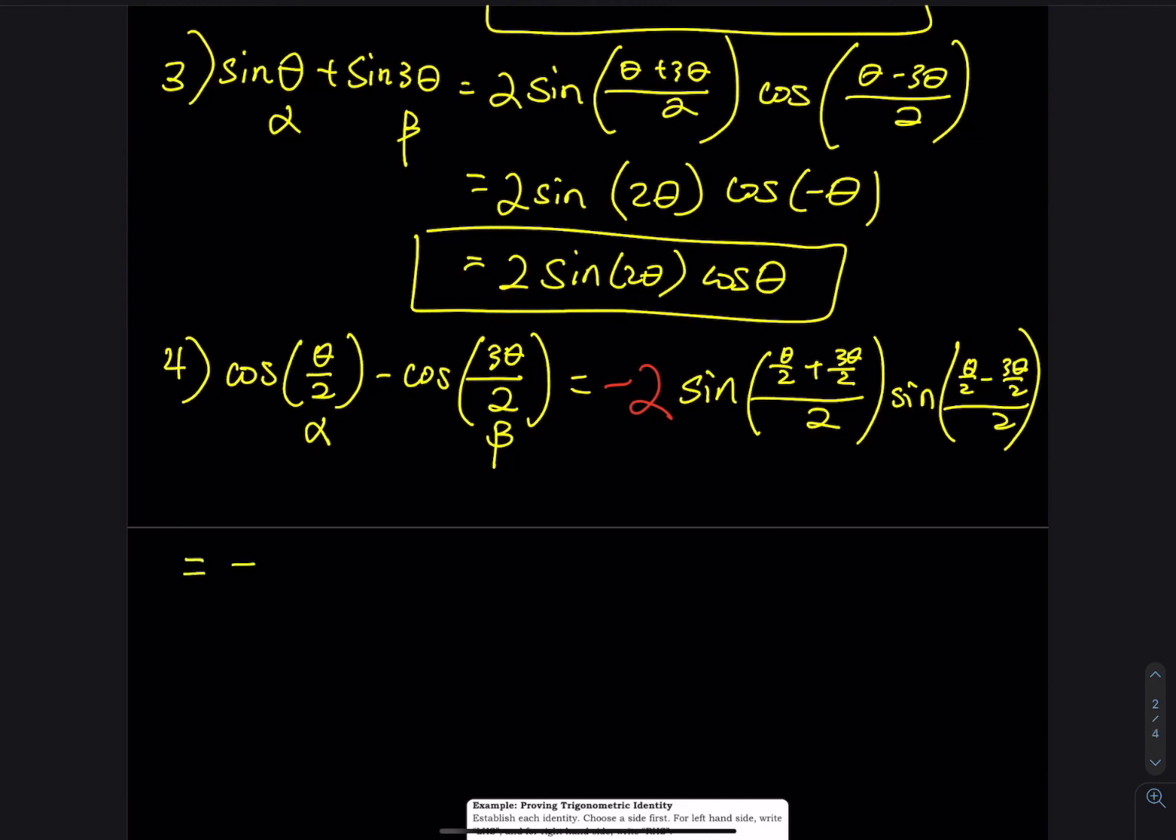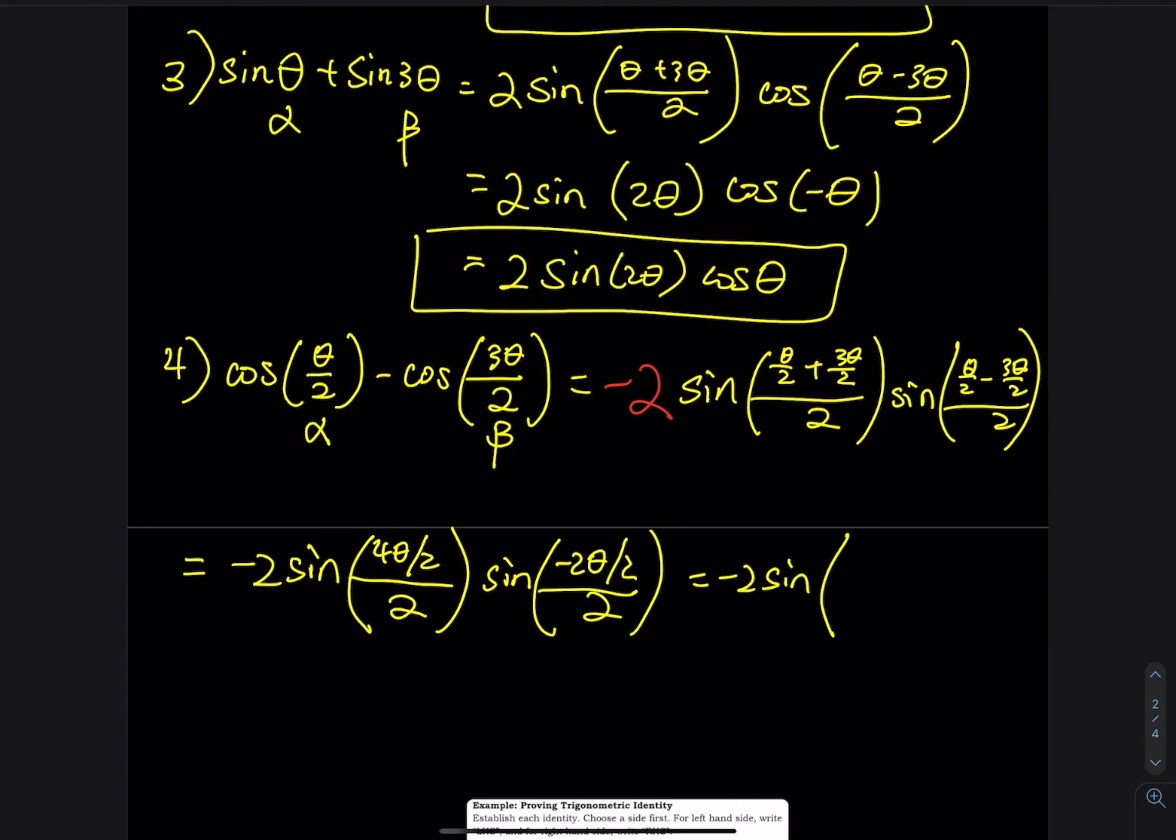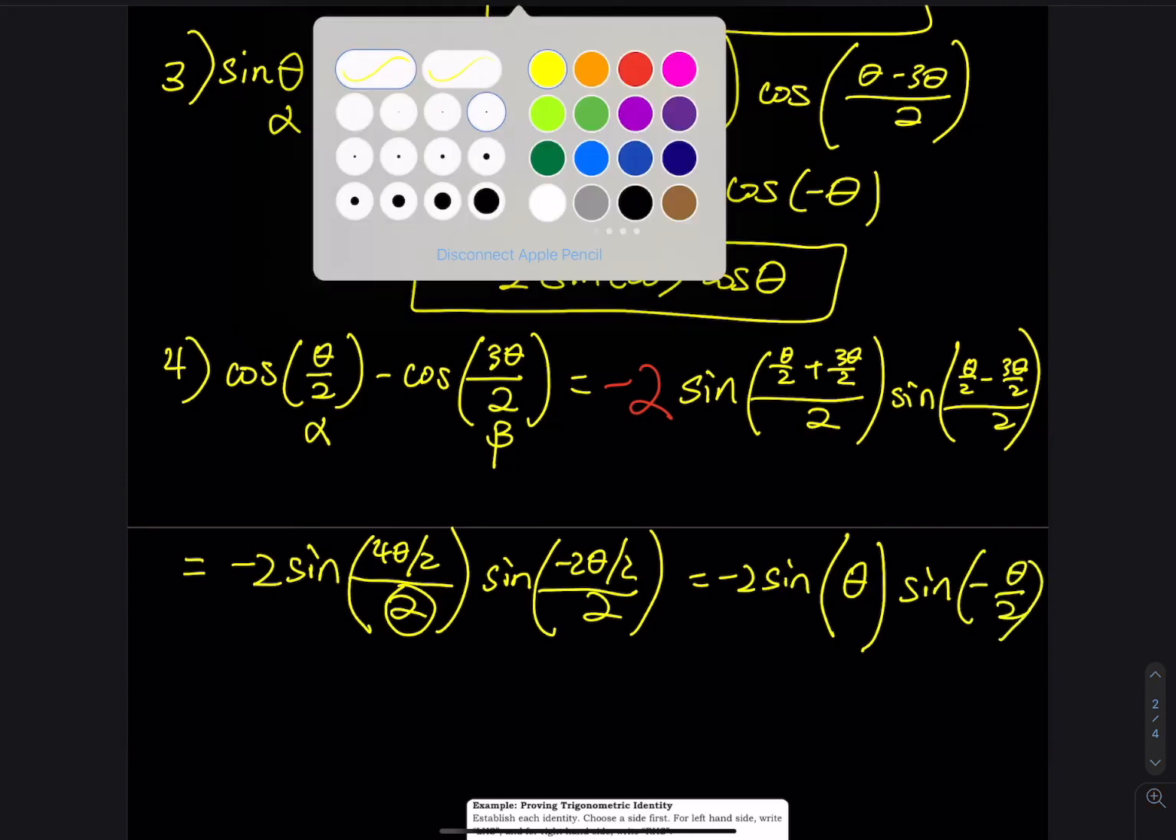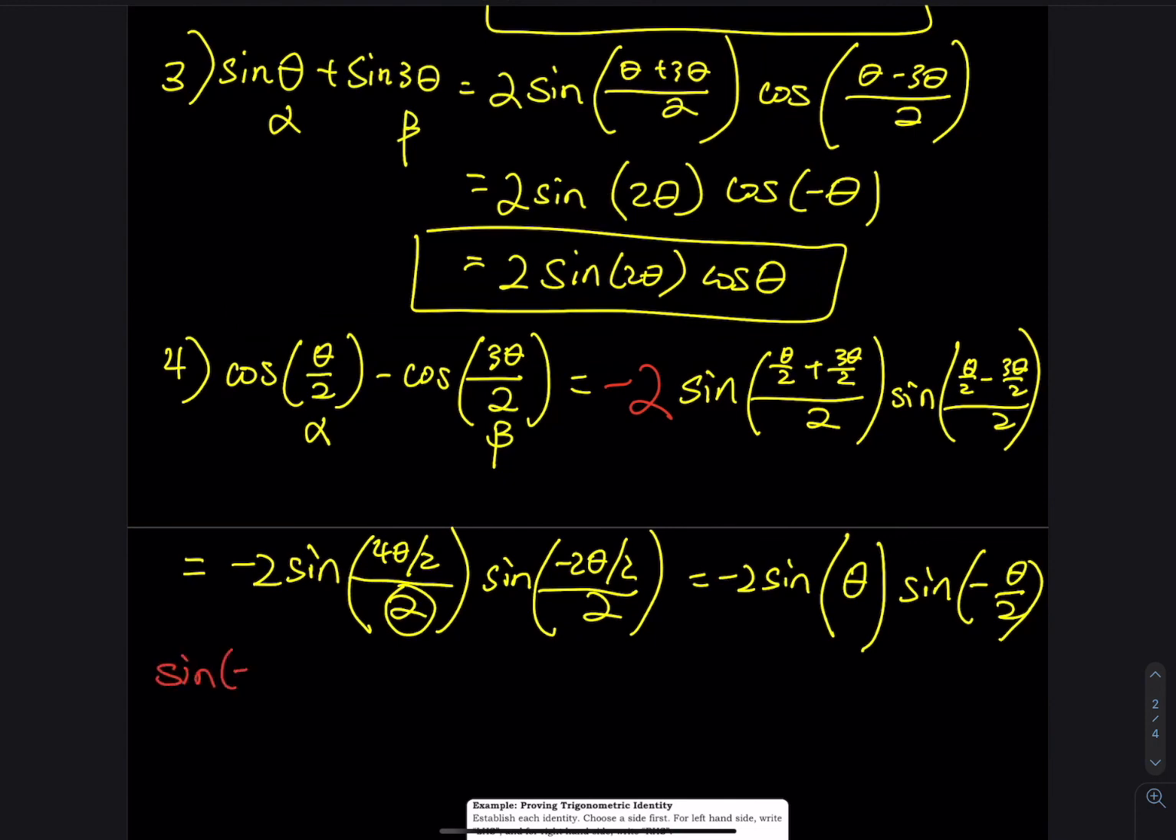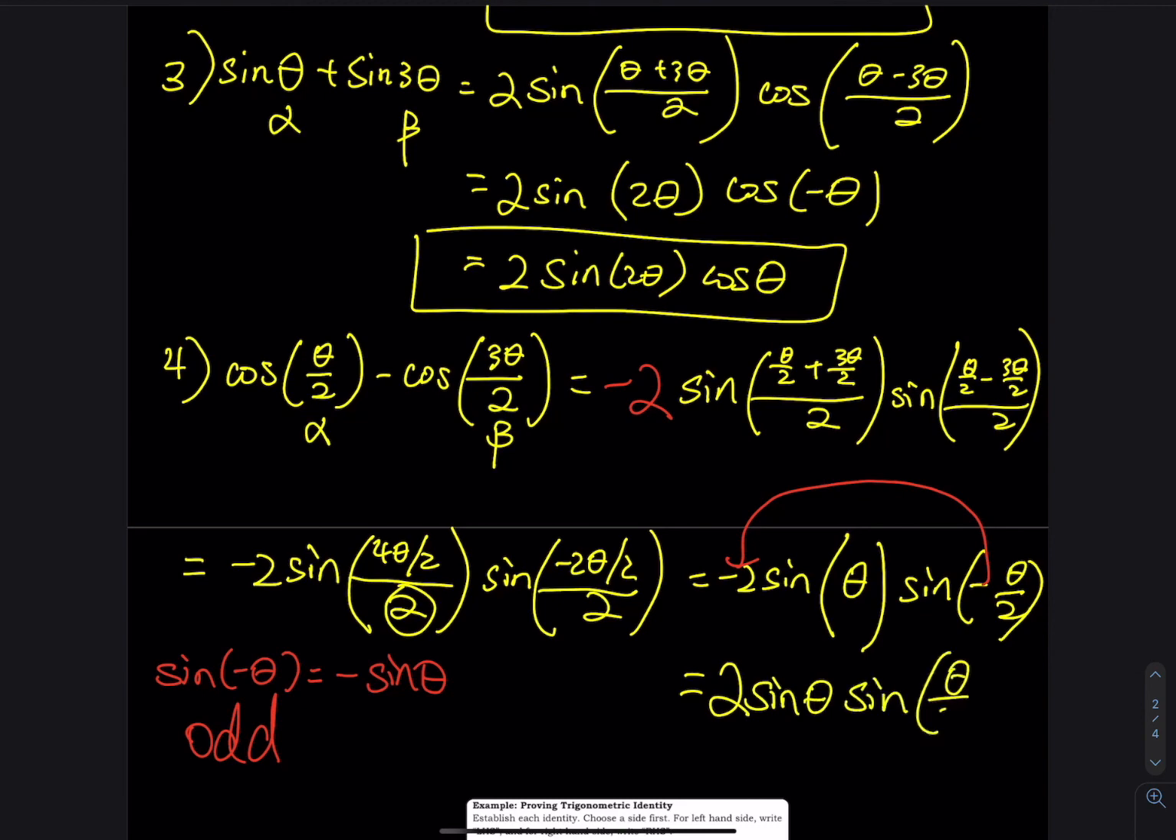And then that is equal to negative 2 sine. So the top is 4 theta divided by 2, divided by 2. And then sine of negative 2 theta divided by 2. So we have negative 2 sine of 4 divided by 2 is 2, 2 divided by 2, you only have 1 theta left. And then this is sine of negative theta divided by 2. What is sine? Sine is odd, right? So sine of negative theta is equal to negative 1 times sine of theta, because sine is an odd function. So therefore, this negative will go here. So overall, you have positive sine of theta times sine of theta divided by 2.